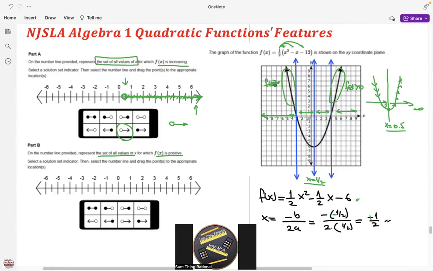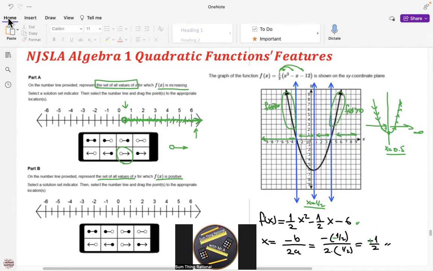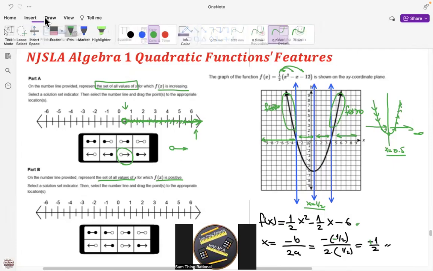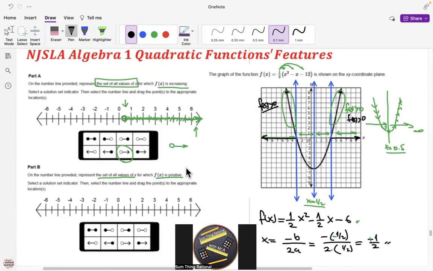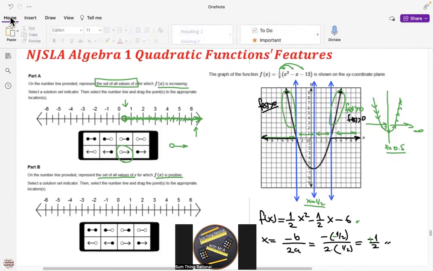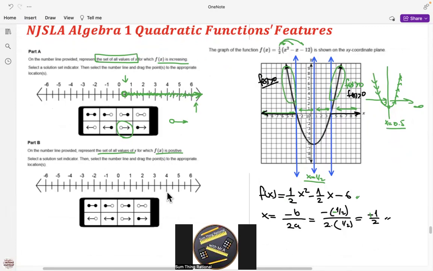So I have two intervals here where f of x is bigger than 0. Let me write it with black color. F of x is bigger than 0 here, and f of x is bigger than 0 here. I have two intervals, which means from here to this side and from here to this side. Positive means bigger than 0.